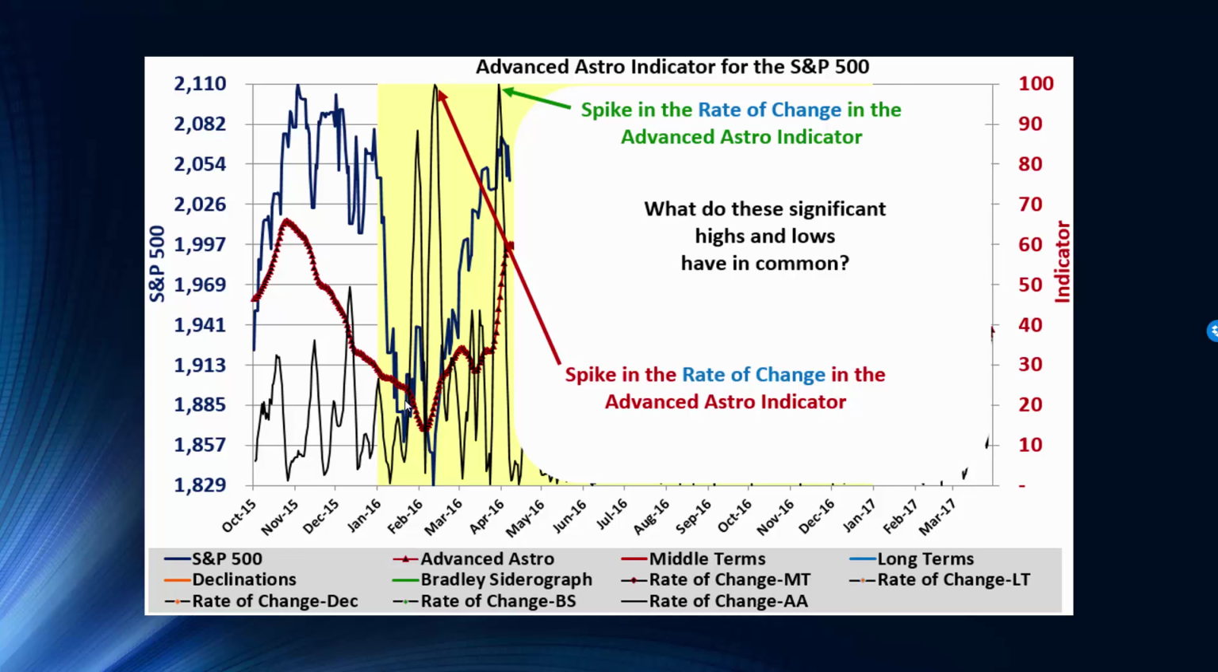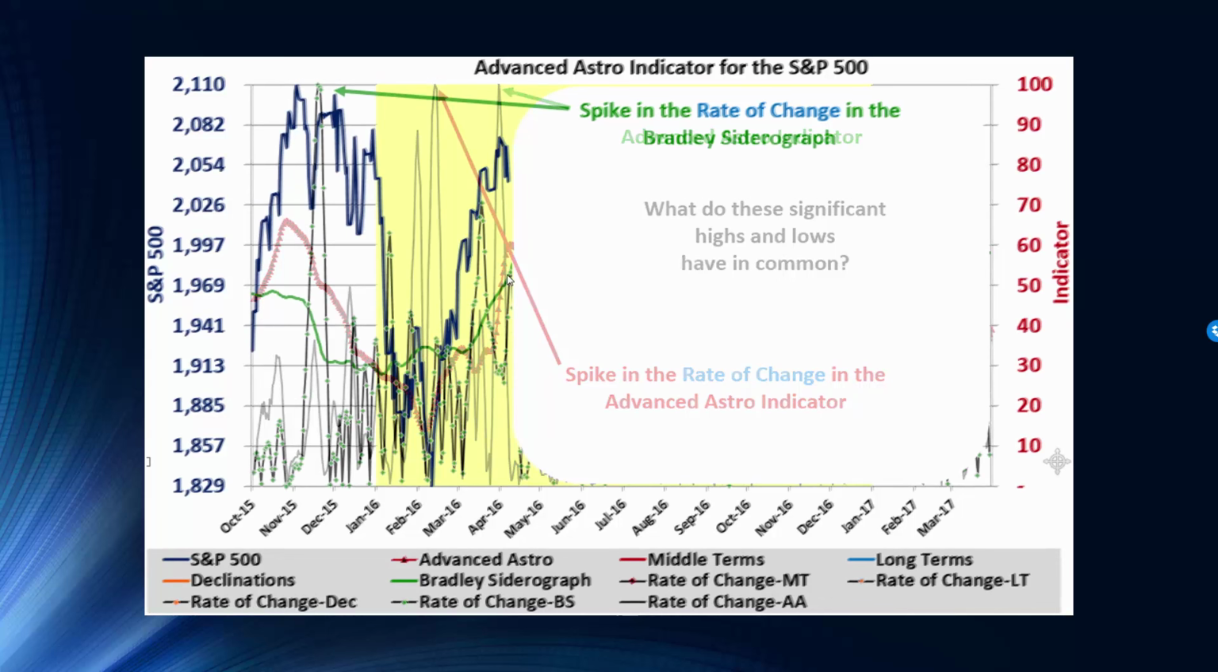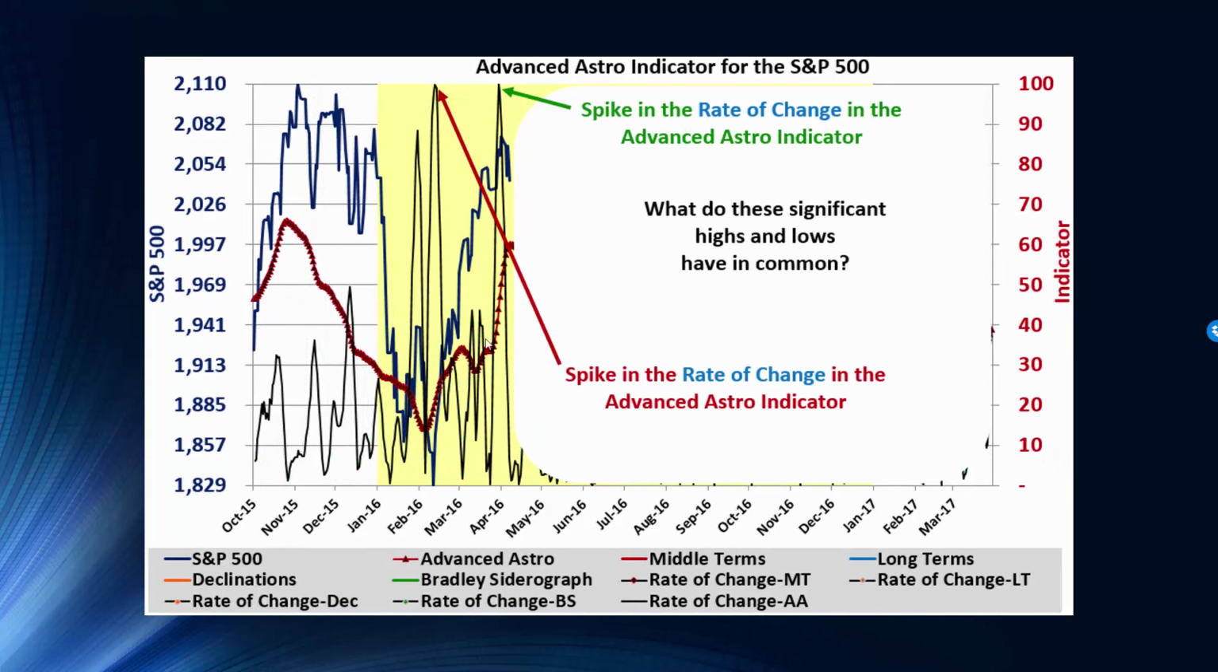To be very simplistic, the rate of change has to do with how fast the indicator is going up or going down. If you look over the past week or so, you can see right here this red line, the Advanced Astro Indicator. You can see how it goes up pretty rapidly. And because it's going up so rapidly, that's why you see a high value for the rate of change.